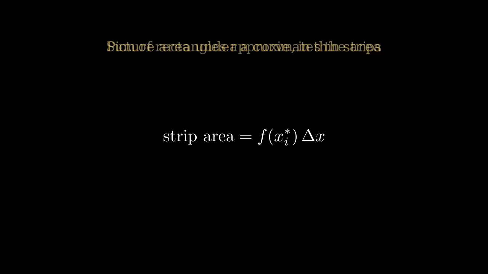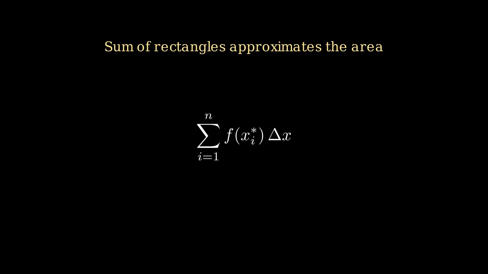Let's start by picturing the area under a curve, cut into thin vertical strips. Each strip is a rectangle of width delta x, and its height is the function value at some sample point inside that strip. If we add up all these rectangle areas, f of sample times delta x over and over, we get an approximation to the area under the curve.